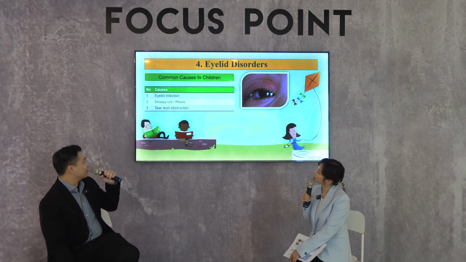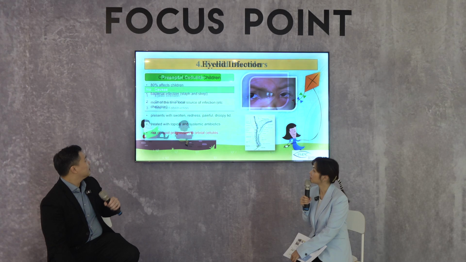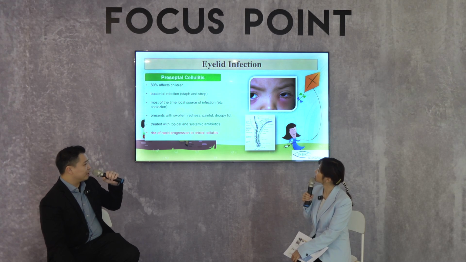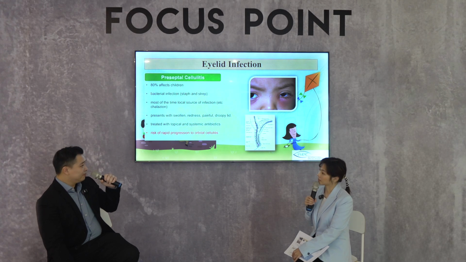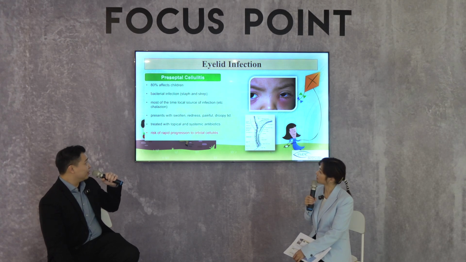droopy eyelids or ptosis, and also tear duct obstruction. So for eyelid infection, the common presentation will be preseptal cellulitis. It is known that 80% affects children, and is commonly caused by common bacteria like Staphylococcus aureus and Streptococcus. And most of the time, we can find a local source of infection, like infected chalazion. And children normally present with swollen, red, painful eyelids and droopy eyelids.